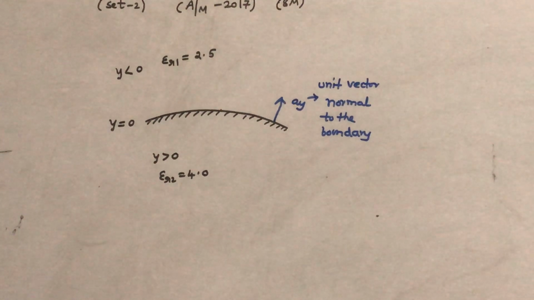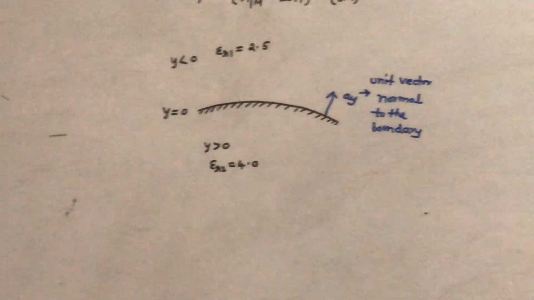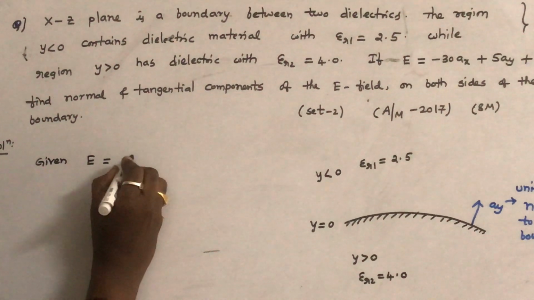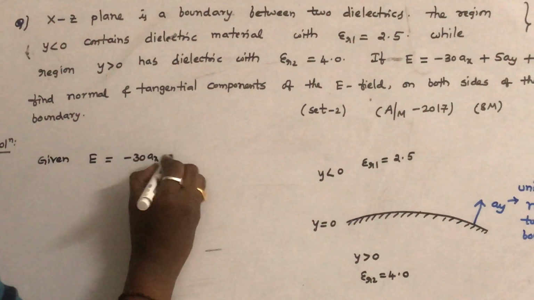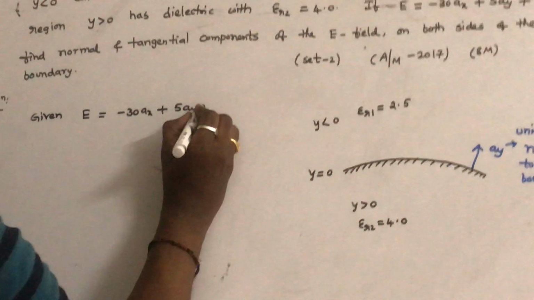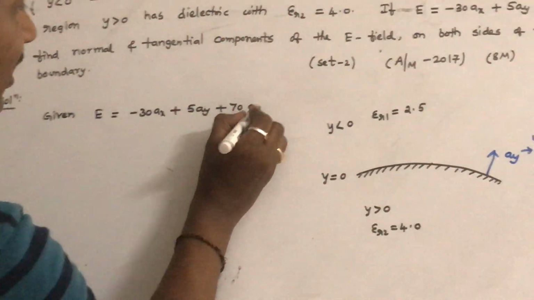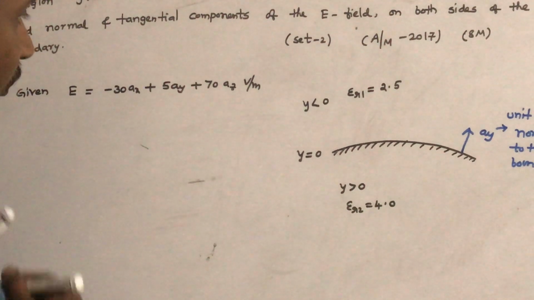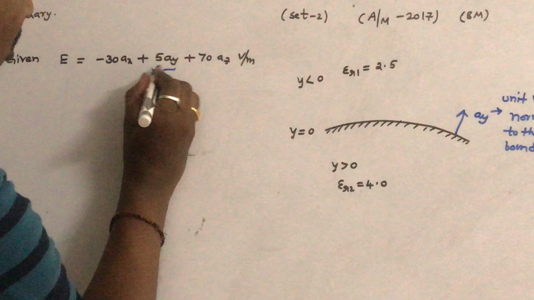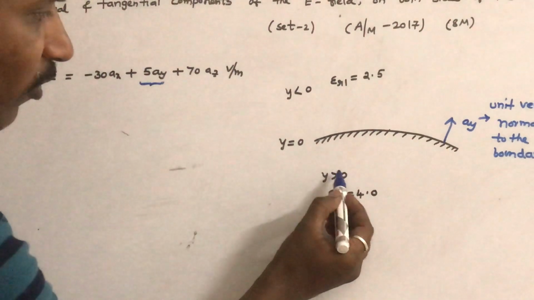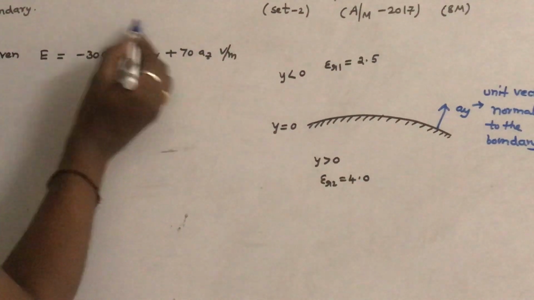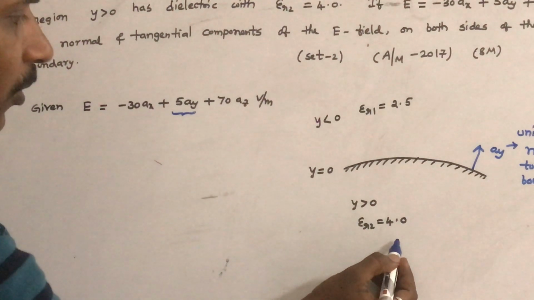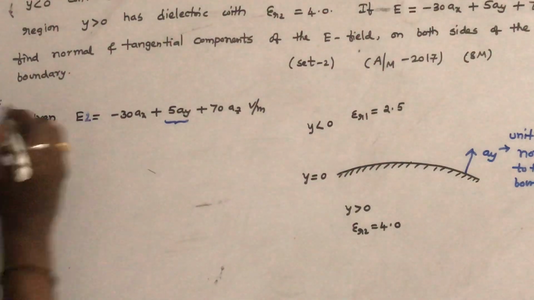Now what is given? This is a very simple problem. E is given as minus 30 ax plus 5 ay plus 70 az volt per meter. You can clearly check here that the y component is plus 5, so y is greater than 0. Therefore this electric field comes in medium 2, so we write it as E2.